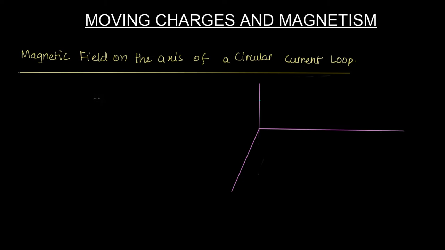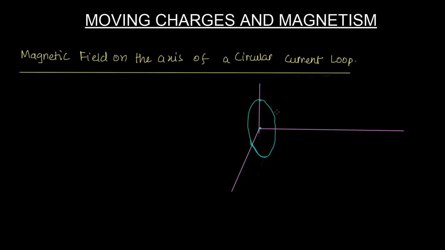Now, using the Biot-Savart law that we did in the last video, we'd like to find out the magnetic field on the axis of a coil. So let this be the coil, centered at the origin. Fine.